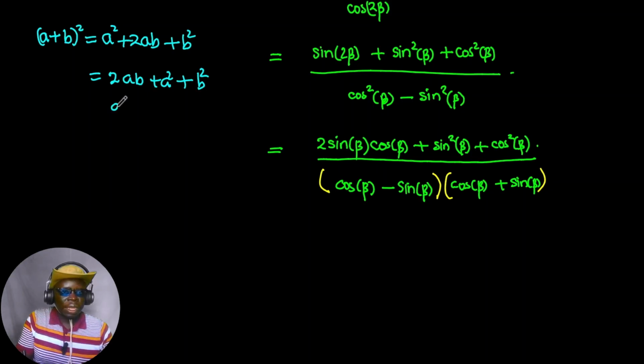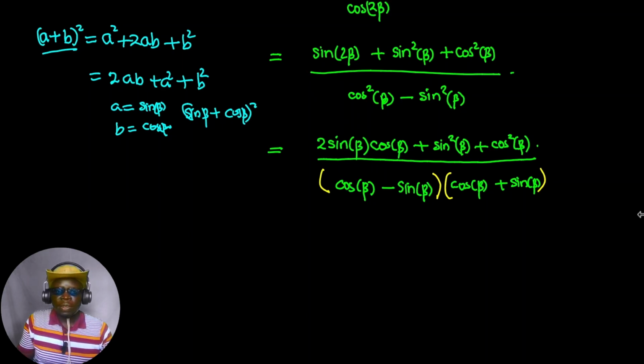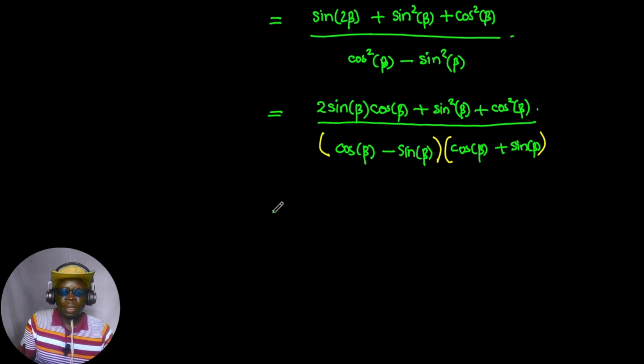When we replace A with our sine beta and we replace B with cos beta, then this expression would be like sine beta plus cos beta, and it is squared. So we're going to replace the whole of this one with this expression here. With that, we may erase this before we continue working. The numerator therefore becomes sine beta plus cos beta.